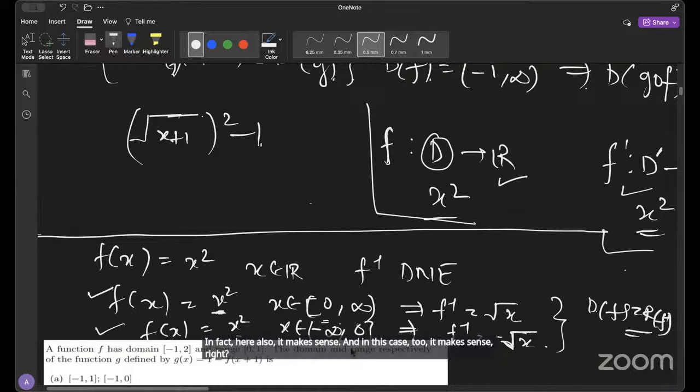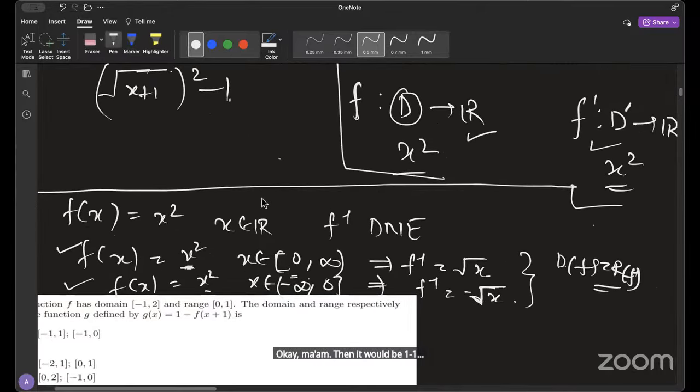Then it would again be 1-1 as well as onto, right? Yes. Both of these functions, taken separately, are 1-1 and onto. This is 1-1 and onto, and this one is also 1-1 and onto, separate functions.